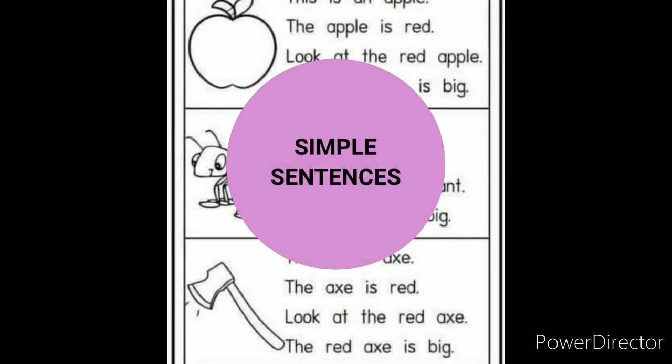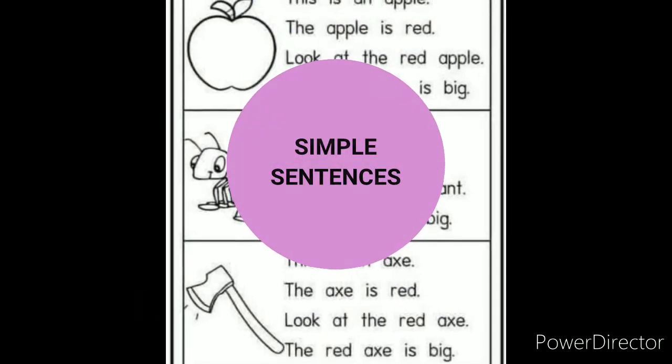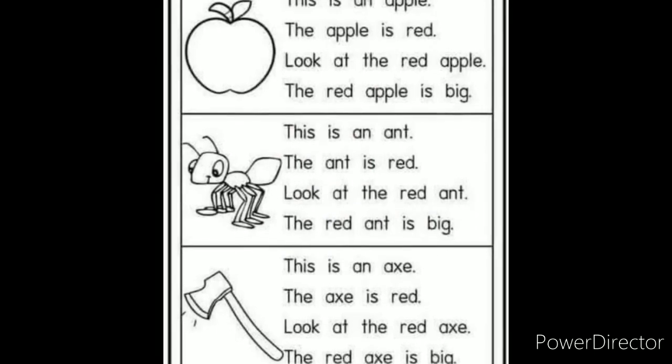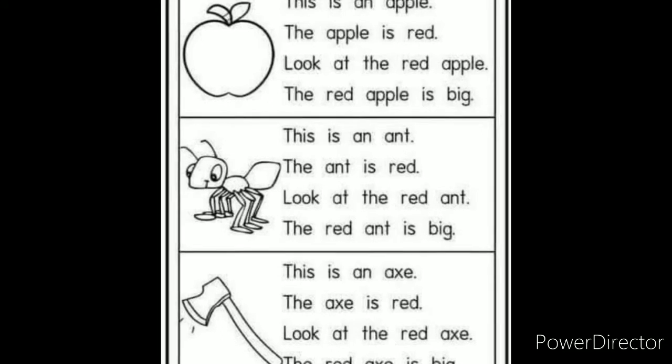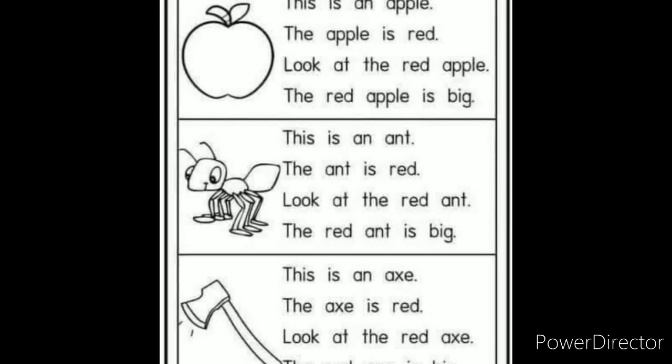The next one is simple sentences. The same as I said for vocabulary, you have to use simple sentences like this is a pen, that is a cat, and this is a fan. Keep it simple and let them be familiar with that.